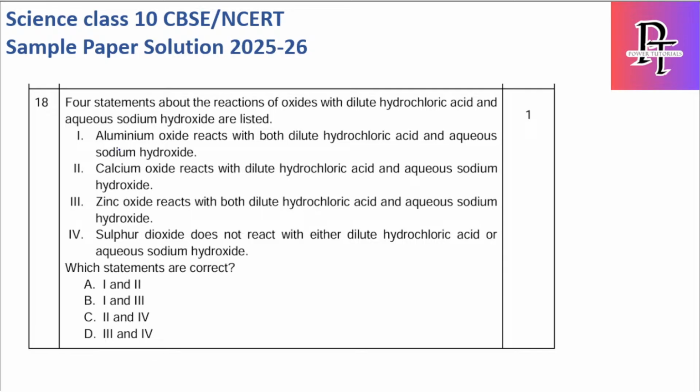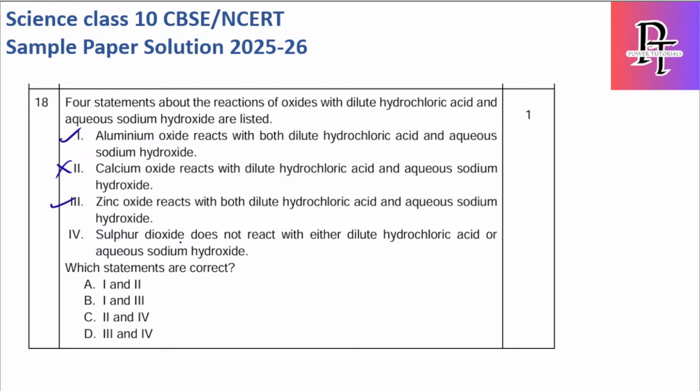So here, if you notice, aluminum oxide reacts with both dilute hydrochloric acid and aqueous solution of sodium hydroxide. Yes, this is correct. Calcium oxide reacts with dilute hydrochloric acid and aqueous solution? No, calcium oxide is a metal oxide. It reacts only with acid, not with base. Okay, zinc oxide, yes, it is an amphoteric oxide. It reacts with both dilute hydrochloric acid and aqueous solution of sodium hydroxide.